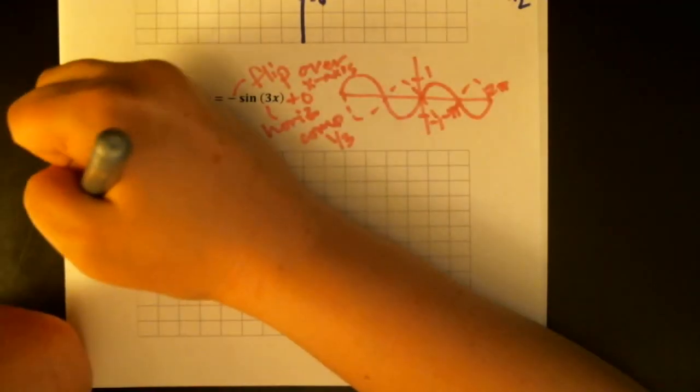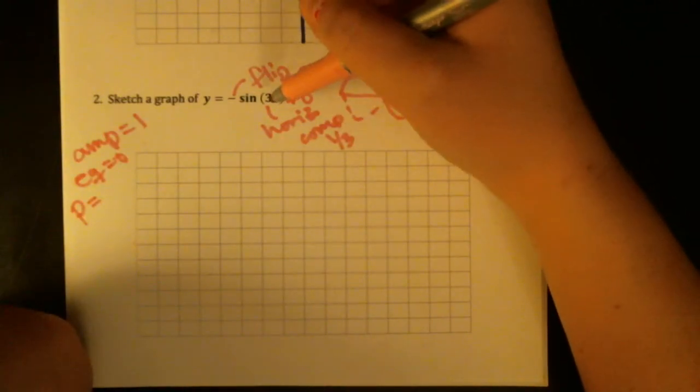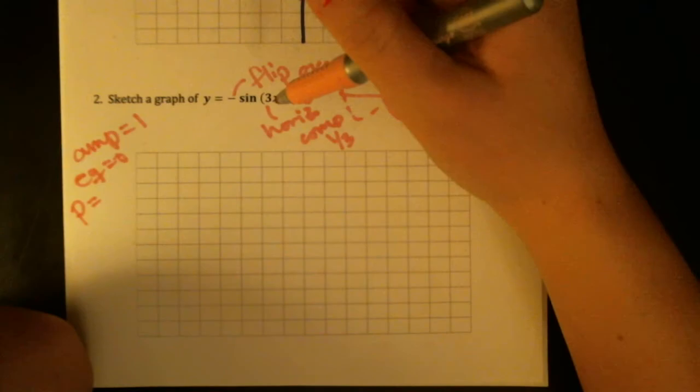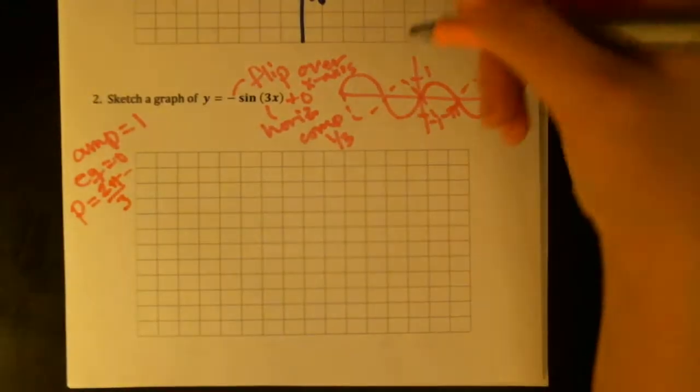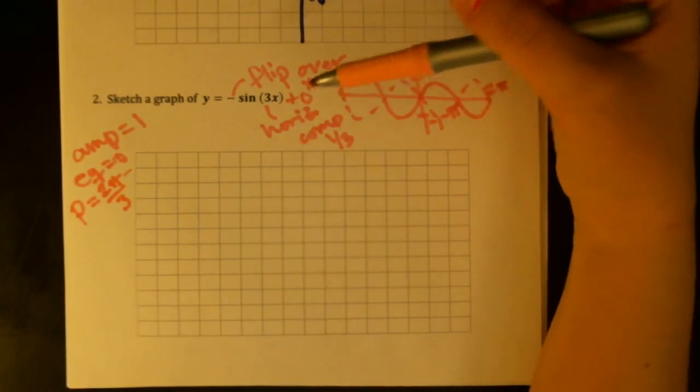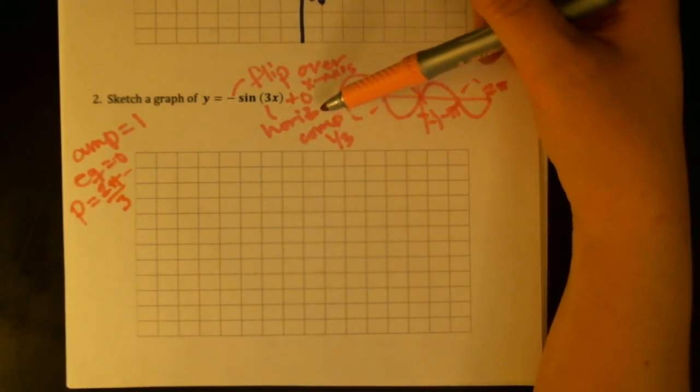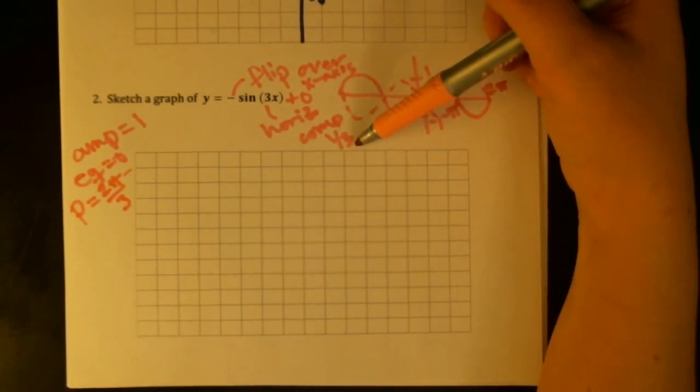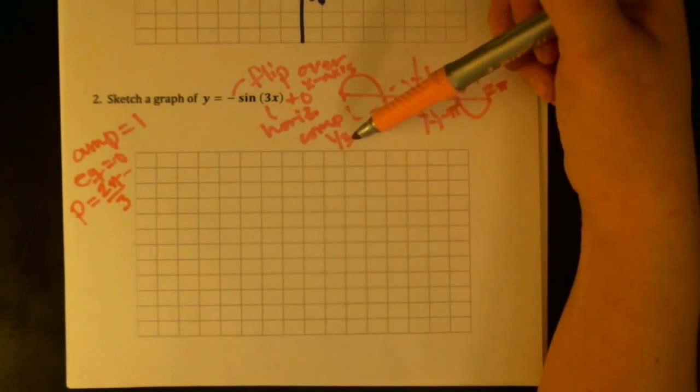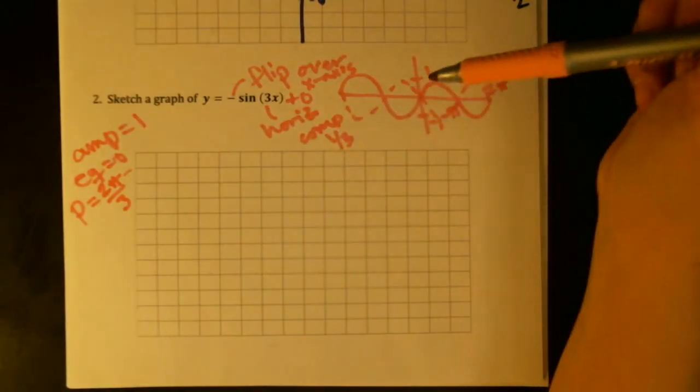My period did get messed with this time. My period, remember to find it, you take 2 pi and you divide it by 3. So again, you can just remember that formula, but I hope it makes sense, because if I take something that has a period of 2 pi and I compress horizontally by 1/3, 1/3 of 2 pi is 2 pi over 3.